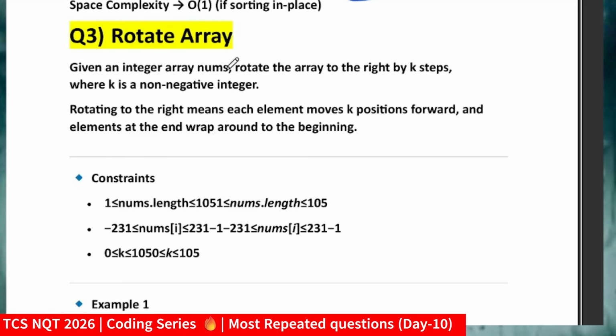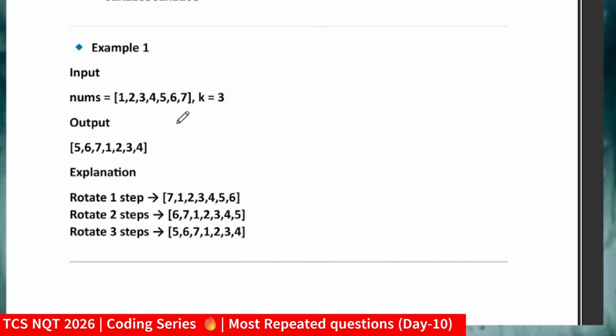Okay, so what is the question? Given an integer array nums, rotate the array to the right by k steps, where k is a non-negative integer. Rotating the array means each element moves k positions forward and the elements at the end wrap around to the beginning. What I want to say is, suppose this is your array: 1 2 3 4 5 6 7, with k equal to 3, which means you have to right rotate by k equal to 3.